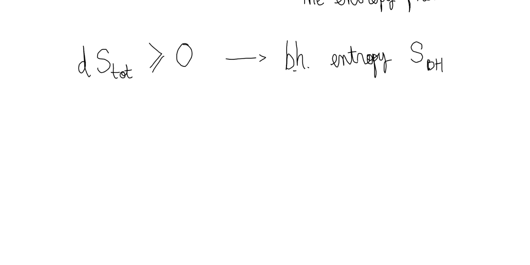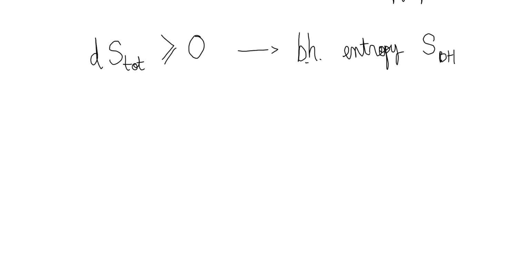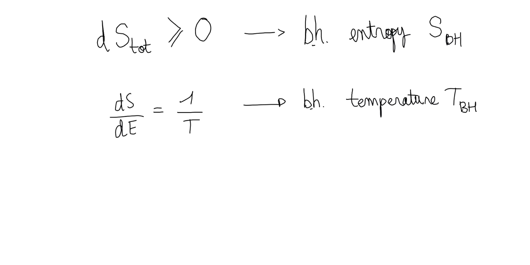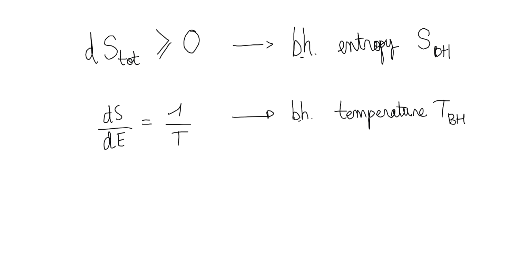From thermodynamics, you might recall that dS over dE, a differential of energy, is equal to 1 over temperature. So that's a thermodynamic law for any object in the universe, meaning that if a black hole has entropy, which it must have, it also must have a temperature. So a black hole must be associated with a temperature T black hole. Now we know that any object in the universe with some temperature must radiate.